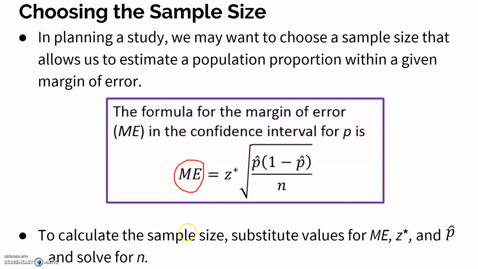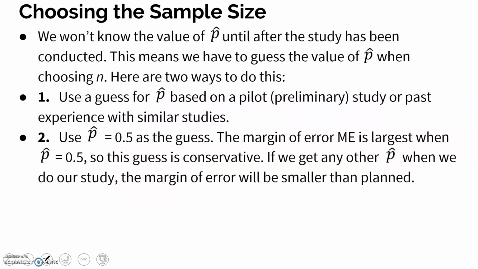So in order to calculate sample size, what we're going to do for this part of the lesson is just substitute values for the margin of error, for Z star, and for P hat. And what we want to do is just end up solving for N. So a lot of algebra work today, and it's what is the value of N here? How do we get N by itself? We're going to get all those values, plug them in, and try to solve for that N.